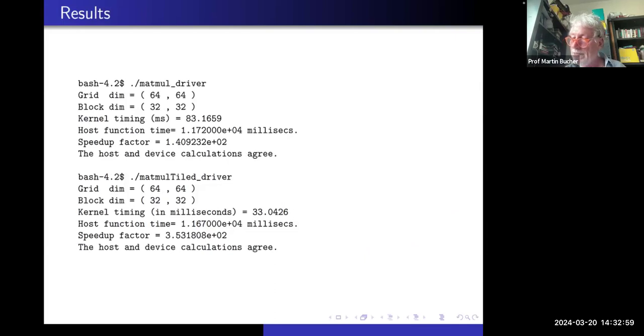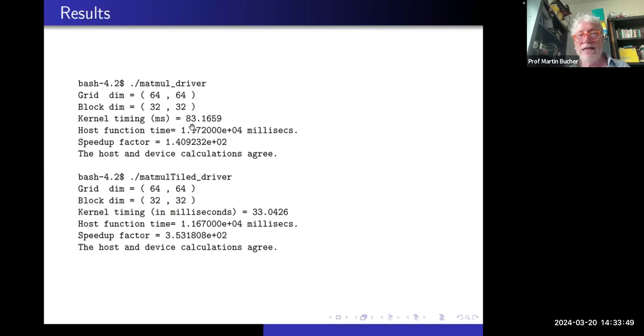And then we can look at the results. So here we have a grid of blocks. So this is 64 by 64. So that would be, I think, 4,096 blocks. And then each block is 32 by 32. So this is a 2,048 times 2,048 matrix. So that's the size of the problem.